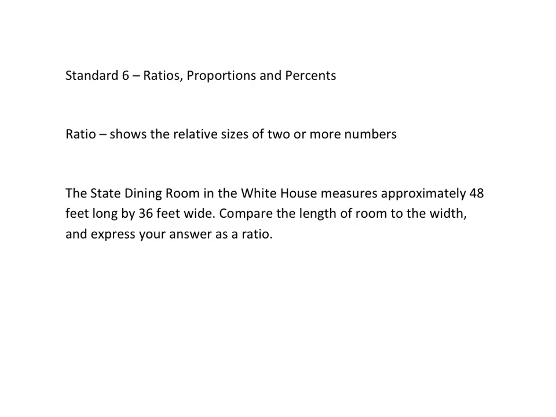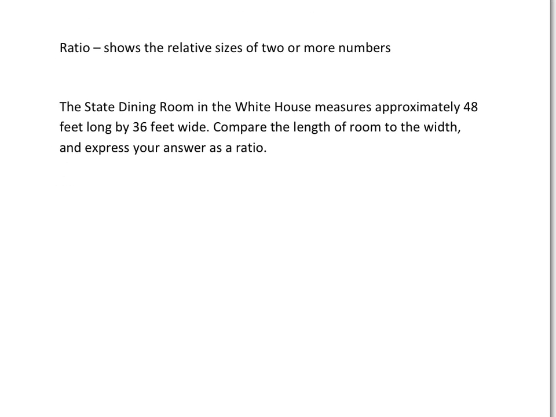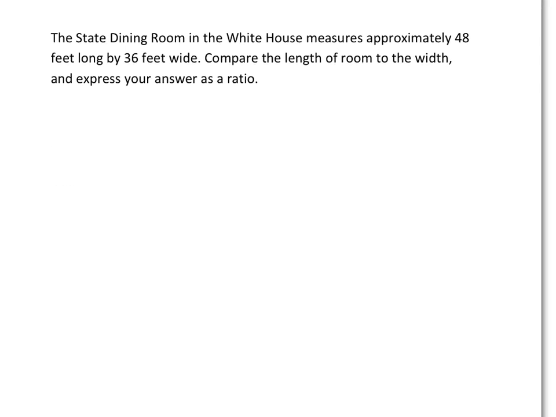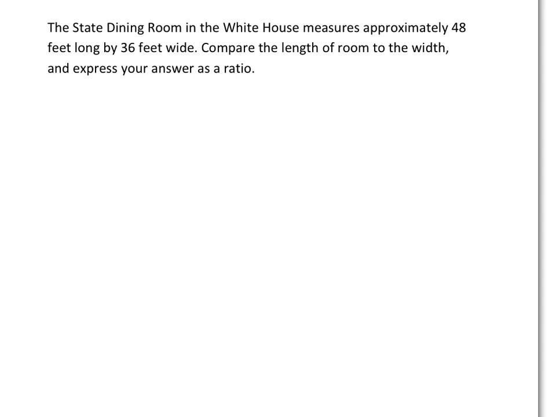So let's start off with a little word problem here and think about how we can use ratios. The state dining room in the White House measures approximately 48 feet long by 36 feet wide. Let's compare the length of the room to the width and express the answer as a ratio. So ratios are often written as fractions. So 48 feet long by 36 feet wide.